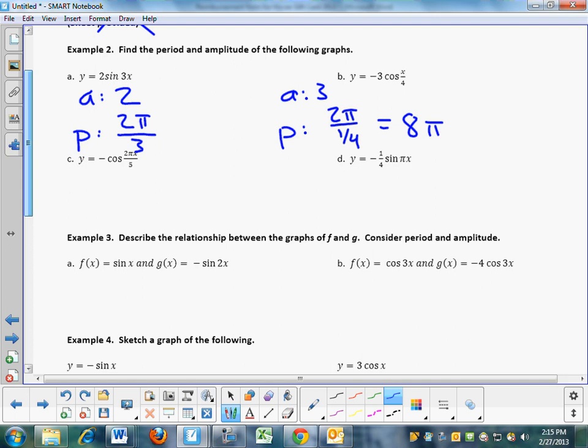So like this one right here, we've got negative cosine of 2 pi x over 5. Amplitude is 1. So what does the negative do to it? It flips it over the x-axis. And the period is going to be 2 pi divided by 2 pi over 5. Well, that's like 2 pi over 1 times 5 over 2 pi. So again, as Hannah said, you could multiply by the reciprocal.